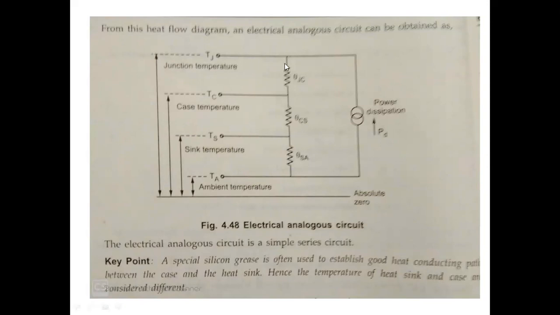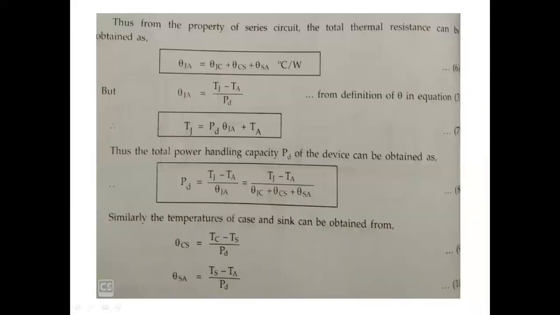So here we know Tj is junction temperature, Tc is case temperature, Ts is sink temperature, that is heat sink temperature. Ta is ambient temperature. Ambient temperature means surrounding temperature. And thermal resistance between junction and case is theta Jc. The thermal resistance between case and sink is theta Cs. And the thermal resistance between sink and ambient is theta Sa. Okay. So this is about the electrical analogous circuit.